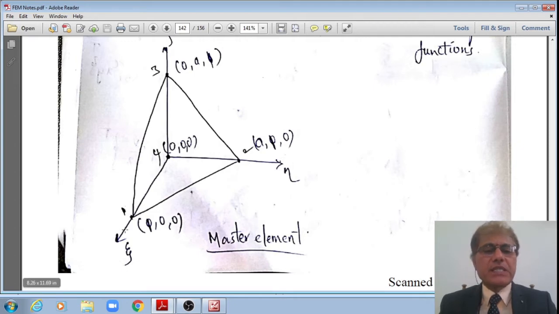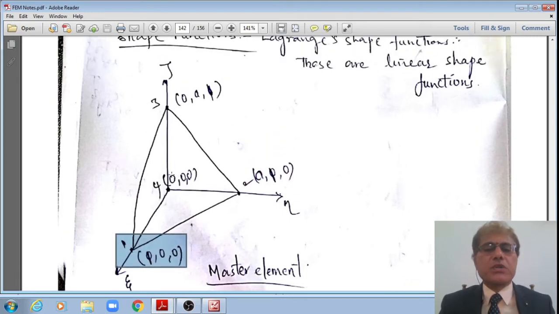Therefore in the xi eta zeta space, I am just moving in the xi direction by 1 unit so as to reach this node 1, right? I'm not moving by any amount along the eta and zeta directions. However, for this node I am moving by 1 unit along the eta direction. Therefore its coordinate in the local coordinate system is given by 0, 1, 0, whereas that of the first node was given by 1, 0, 0.